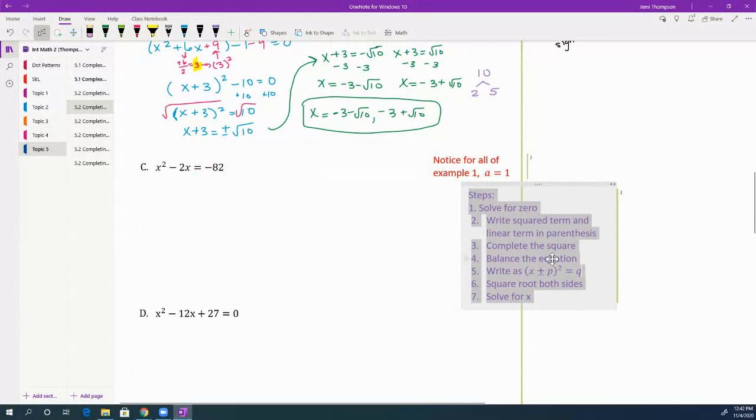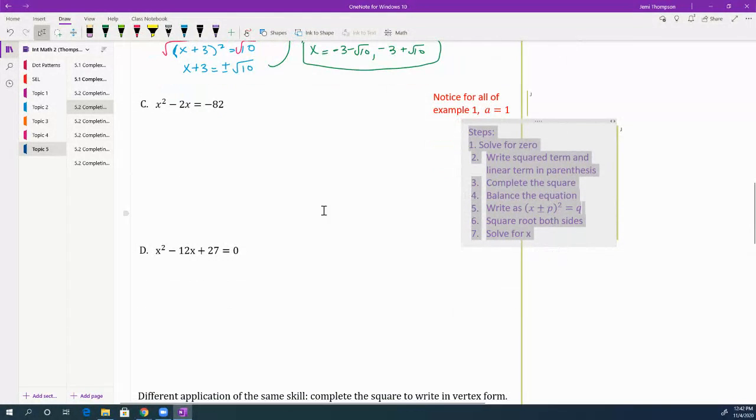I've moved my steps down so that way we can see them again, and we're going to go ahead and continue with C and D. I'm going to work out C, and afterwards I'm going to ask you to pause and work out D. If you feel like, boom, I got this, then go ahead and work out C and D. Okay? All right, here we go.